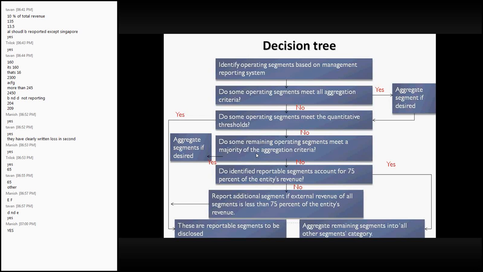That was IFRS 8 operating segments with the help of a decision tree: how to decide a reportable segment and how to club others under the other operating segments category.